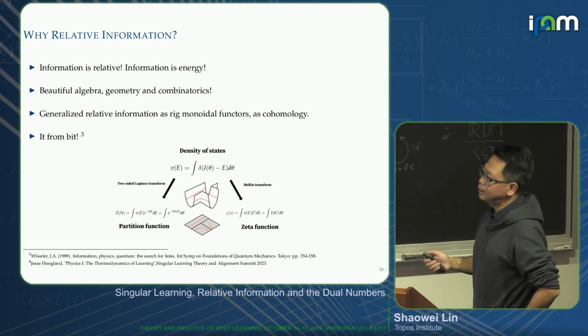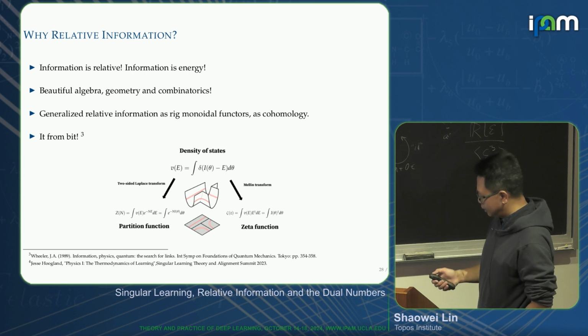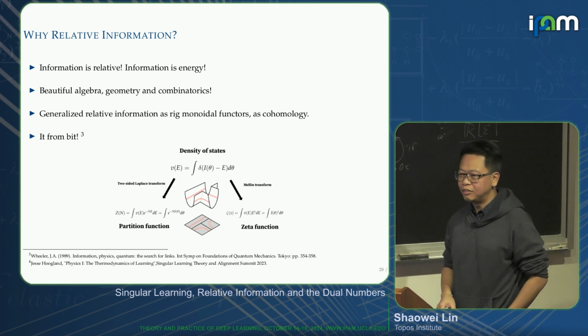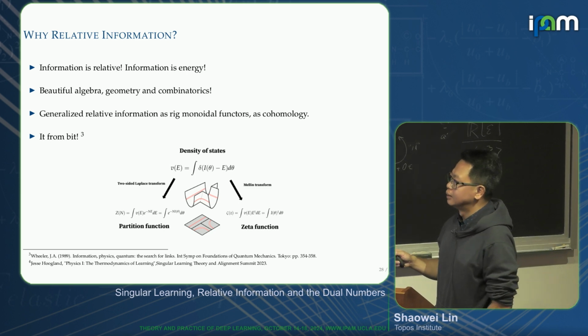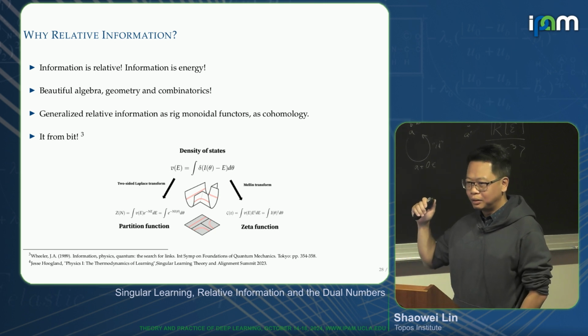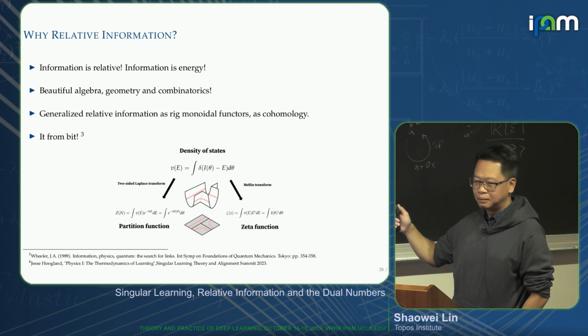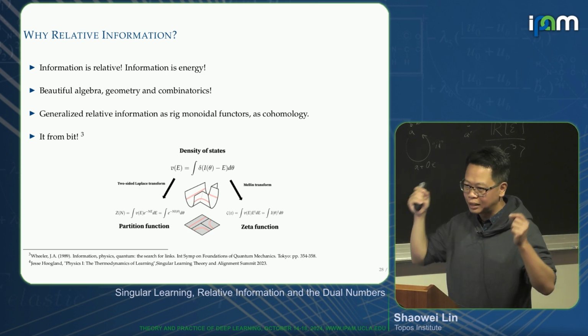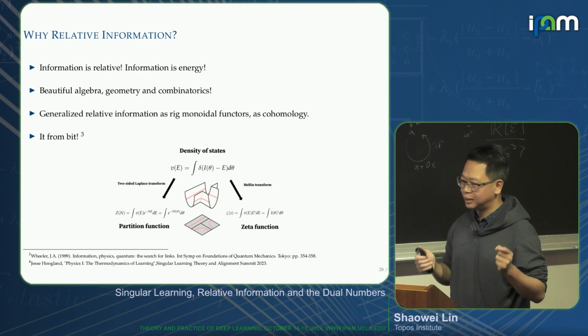And lastly, I just want to tease a little bit. John Wheeler talked about it from bit, that everything in this universe is just information. I do think that, to some extent, I hope one day we can say with certainty that everything that we see around us, neural networks, physics, comes down to relative information, it from bit. Yeah, thank you.